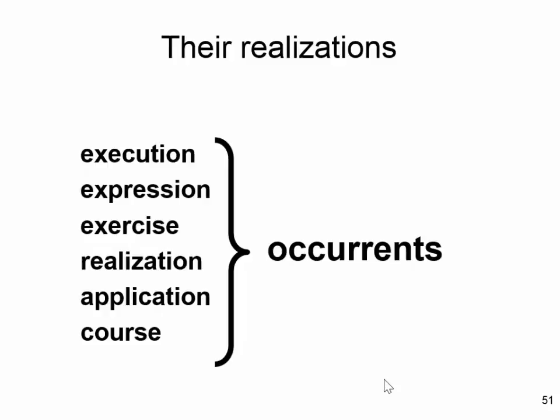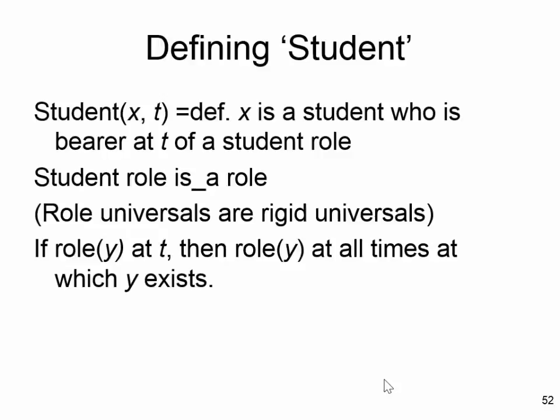And so we can define what it is to be a student. X is a student at a given time if X is a bearer of the student role, and the student role is a subtype of the more general type role. This is the way in which BFO deals with those kinds of taxonomies which apply to entities only for certain phases in their existence. So if you're a human being, you're a human being at every point in your existence. If you're a student, you're a student only for some points of your existence. Probably not when you're first born, for instance.